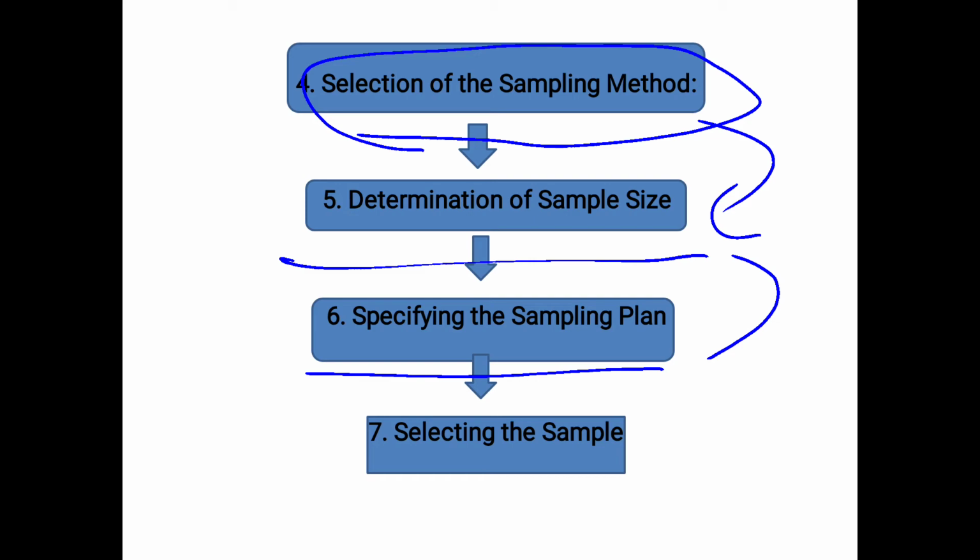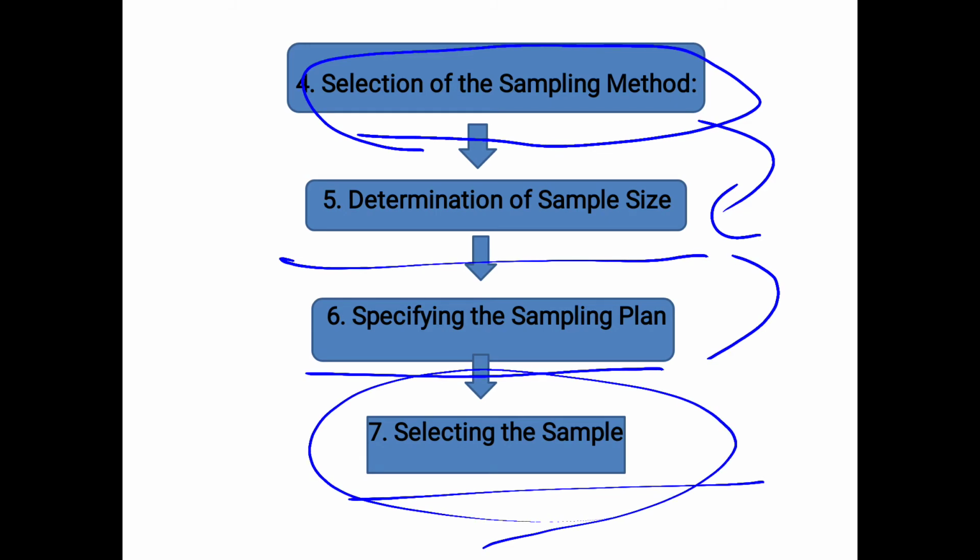Now after this, the last step is selecting the sample. After specifying the sampling plan, finally you select the sample. This is the final step in the sampling process, where the actual selection of the sample elements is carried out. This step involves implementing the sampling plan. You implement the sampling plan to select the sample required for the study.